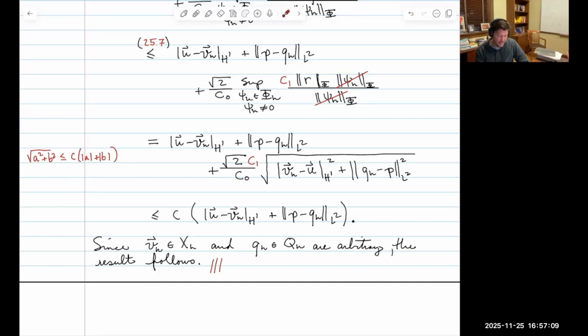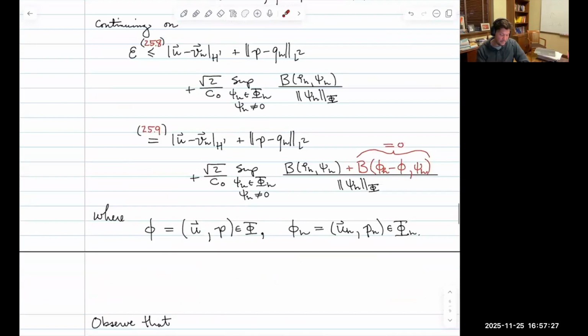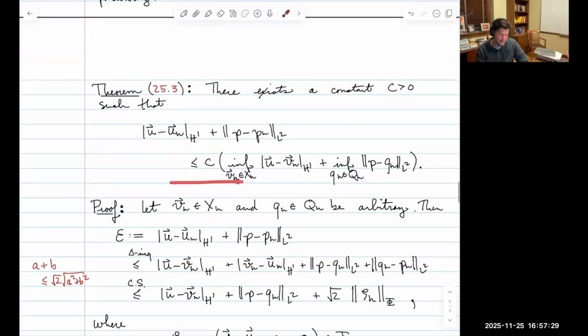But in any case, I have exactly what I wanted to prove, because now this is arbitrary and this is arbitrary. I can take the infimum for both objects and I get the Cea-type lemma that I wanted. Okay, so this is proven.